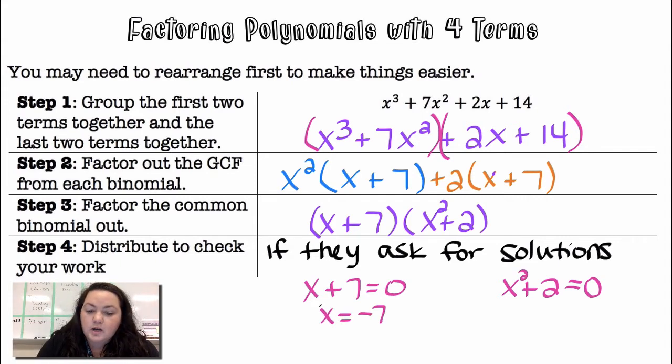So on the first one, you would subtract 7, so x is negative 7. On the next one, you would subtract the 2, and you'd have x squared equals negative 2. And then to undo the square, you would take the square root of both sides. And we cannot take the square root of a negative. That gives us imaginary numbers. So this one, there'd be no solution over here. So we have only one solution, which would be x equals negative 7.